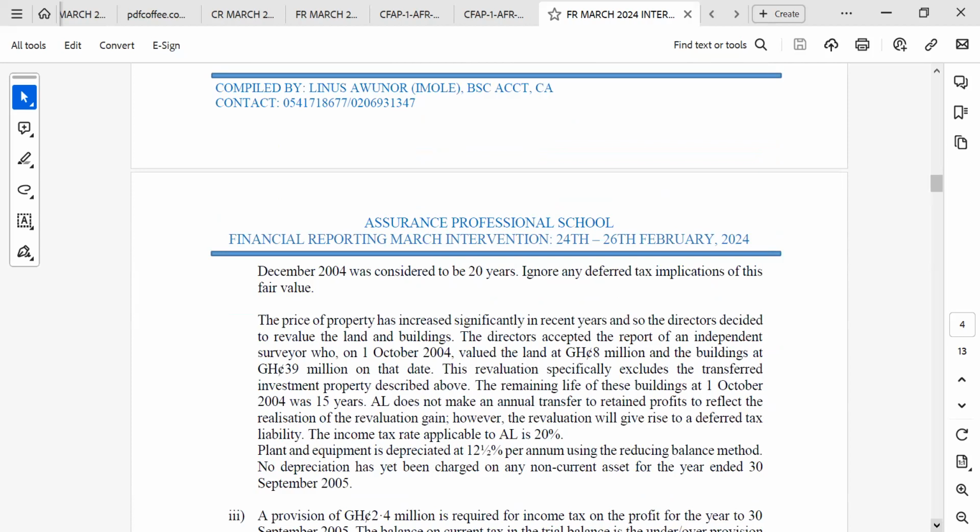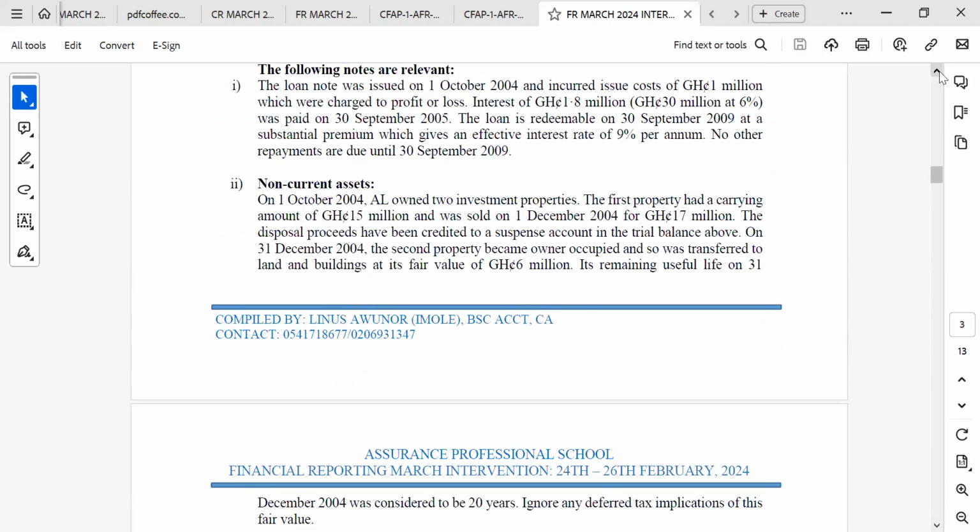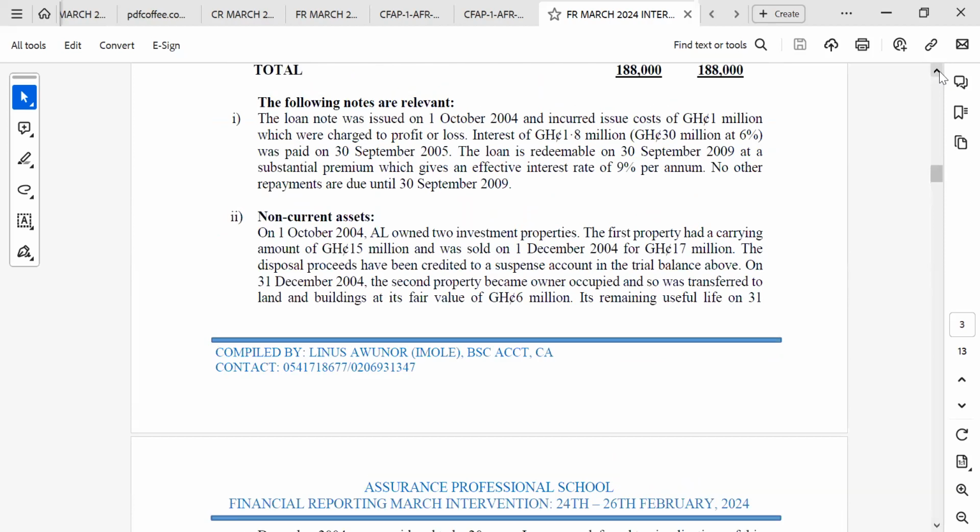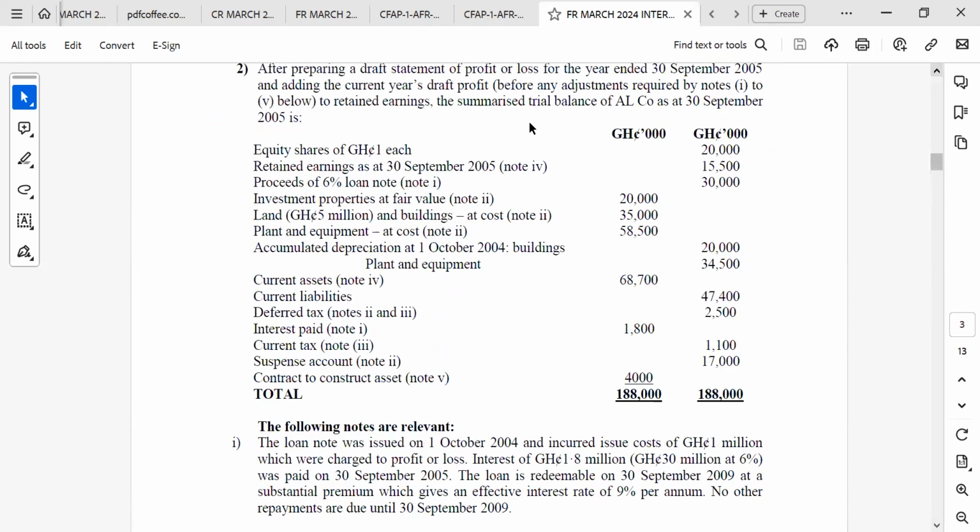Should I continue? Okay, let's digest the first one first. They are saying the company owned 2 investment properties, isn't it? Okay. Go to the trial balance. What is the investment property over here?